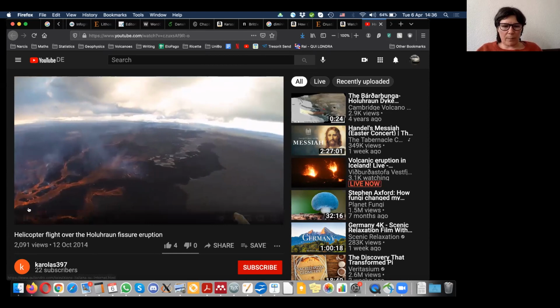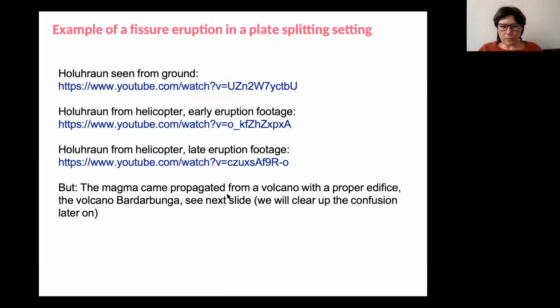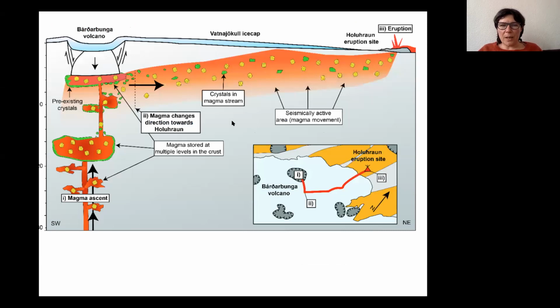Okay. Then let's have a look. How did this eruption happen? It came actually from a volcano, but erupted in an area of low ground. So the volcano looked like this. We will talk about this one later on again. The volcano had a magma chamber, and the magma chamber was fed from below. The melt was ascending and feeding the magma chamber. And then at some point the magma chamber was too full and created a crack, and the magma propagated within the crack and erupted at a fissure distant from the volcano, very distant, actually 30, 40 kilometers away. We will talk about how this happens, but not today.